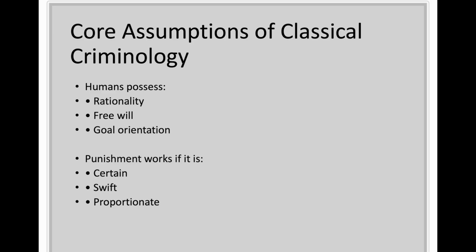They're not simply determined by biology, psychology, social structure, or environment. Of course, later criminological theories will challenge this assumption, but as far as classical theory is concerned, free will is essential. Second, classical criminology assumes rationality.